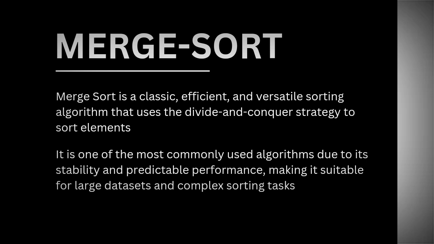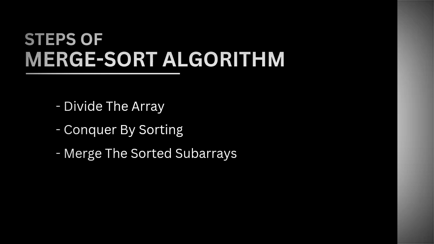Let's look at what exactly the steps of performing a merge sort algorithm are. There are basically 3 steps: divide the array, conquer by sorting, and merge the sorted sub arrays. That's all we have to do. First, we split the array into 2 halves, which creates sub arrays that each have just a single element. Then we conquer by sorting: recursively sort each sub array. And then we merge the sorted sub arrays: combine the 2 sorted halves into one single sorted array. That's how it works. Simple as that.